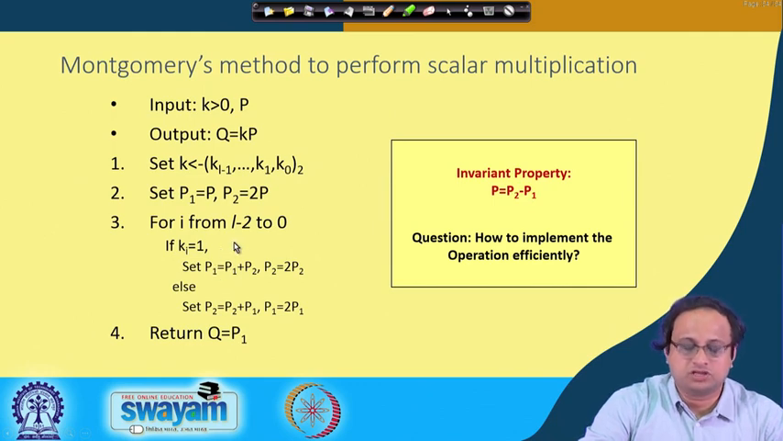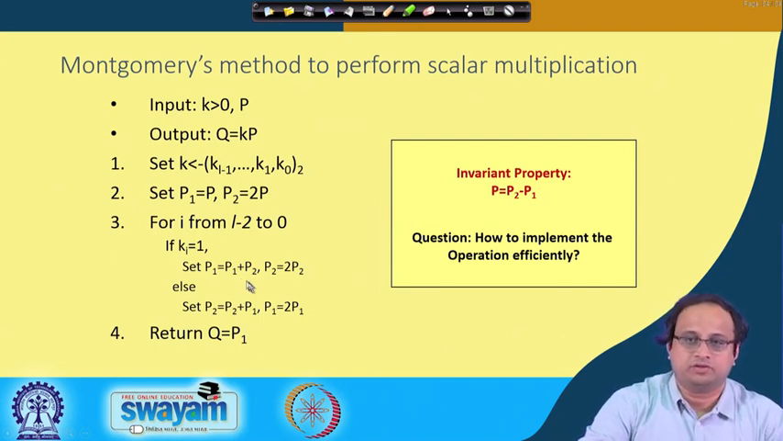How you can do that is very simple. Again, we compute from the MSB, assuming k_(l-1) to be 1. So, let me start processing from k_(l-2). The iteration will vary from l-2 down to 0. At some ith stage, if the k_i bit is 1, then I do an addition in the register P1 and I do a doubling in the register P2. Alternatively, if the bit is 0, then I do an addition in P2 and I do a doubling in P1.